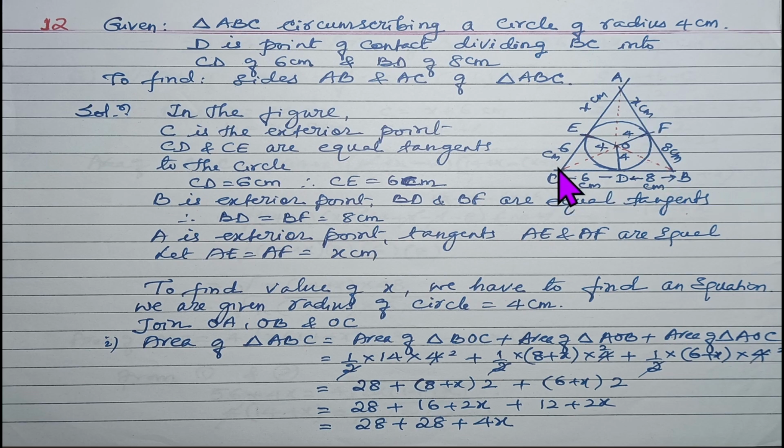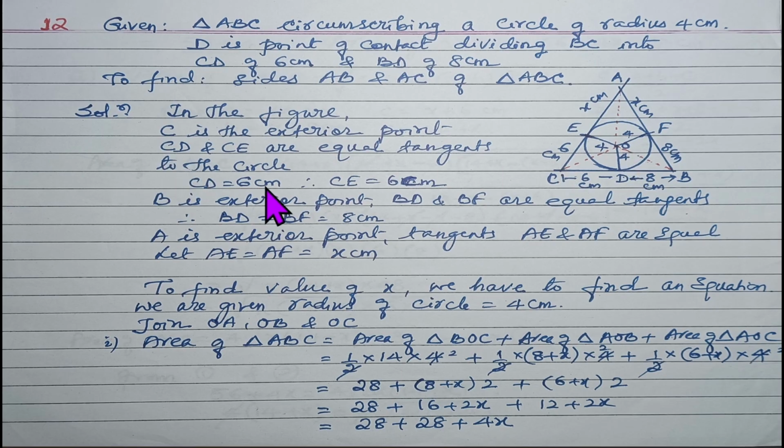That means it is very clear. We are given one side, that is 8 plus 6, which is 14 centimeters. Now we have to find AC and AB. So let us see how to do that. Now in the figure, C is the exterior point, and that means tangents are drawn to the circle. So CE and CD are equal tangents, because tangents drawn from an exterior point are equal. So also B is the exterior point, therefore BF is equal to BD. So also A is the exterior point, therefore AE is equal to AF, because tangents drawn to a circle from an exterior point are equal.